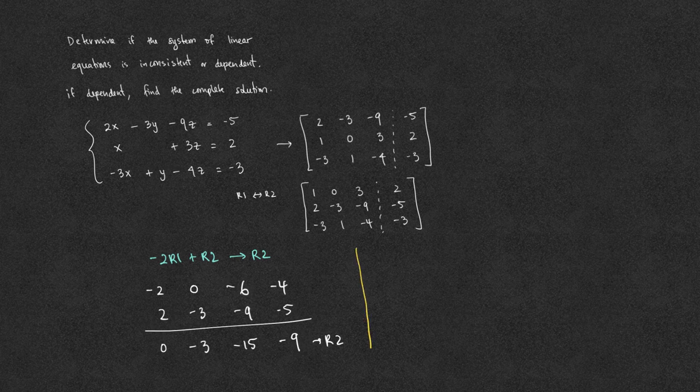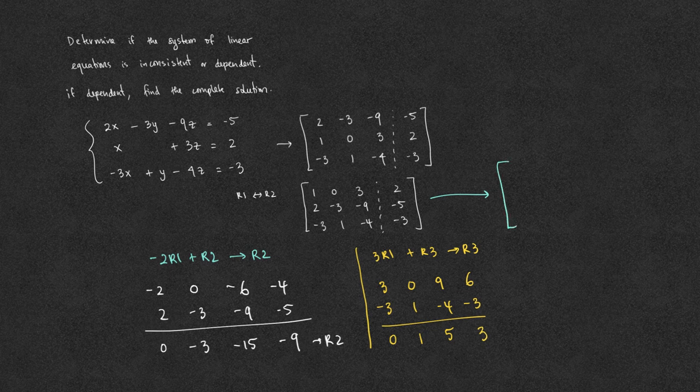To save a step, we can also take 3 times row 1 and add to row 3 to get the new row 3. 3 times row 1 is now 3, 0, 9, 6, and row 3 is negative 3, 1, negative 4, negative 3. Adding column-wise, we'll get 0, 1, 9 plus negative 4 is 5, 6 plus negative 3 is now 3. Thus, we obtain an equivalent matrix.